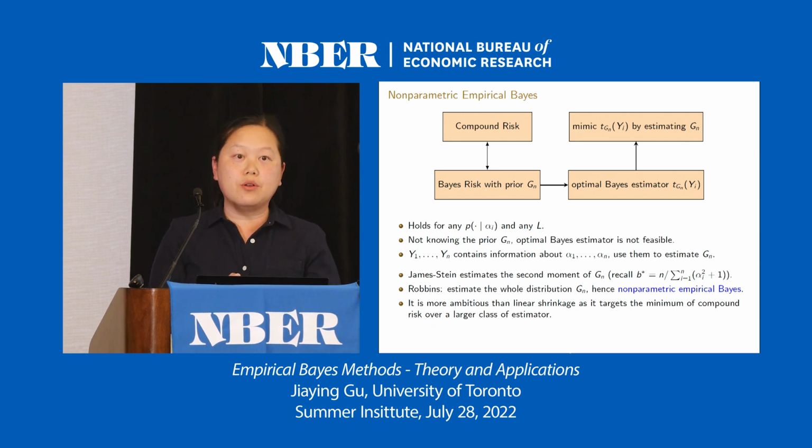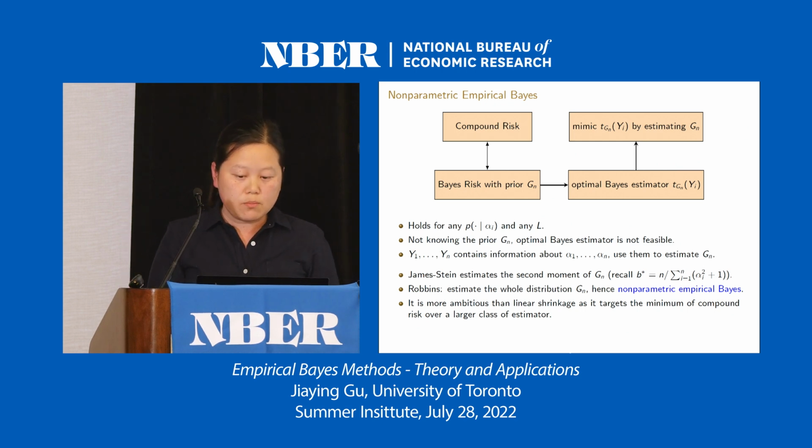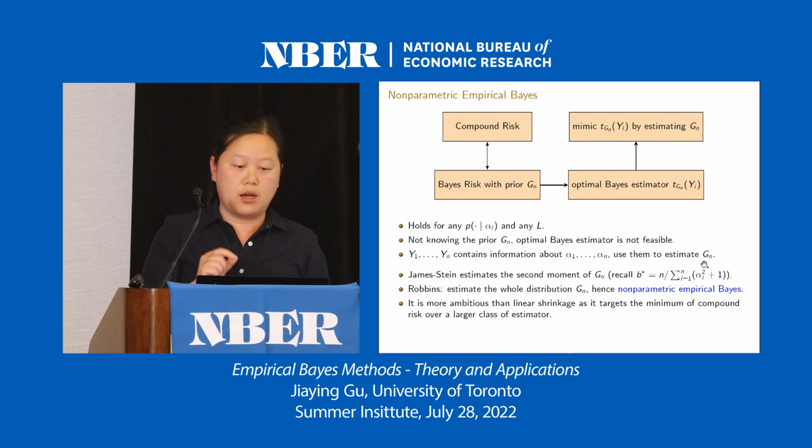Now, since we don't know G_n, why don't we learn it from the data? We have y1 to yn containing information about alpha 1 to alpha n. Is there a way to let us estimate this empirical measure, this distribution G_n? And this link, or these results of connecting the compound risk to base risk, holds for any density P and for any loss function. So it's quite generic as a machinery.